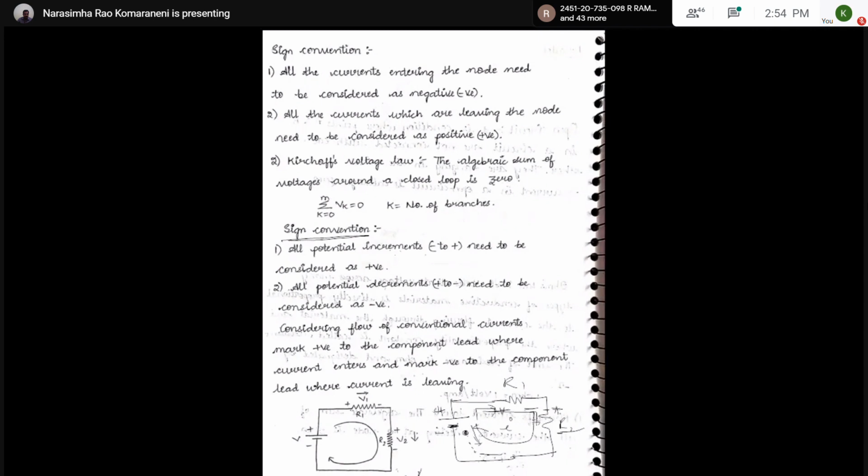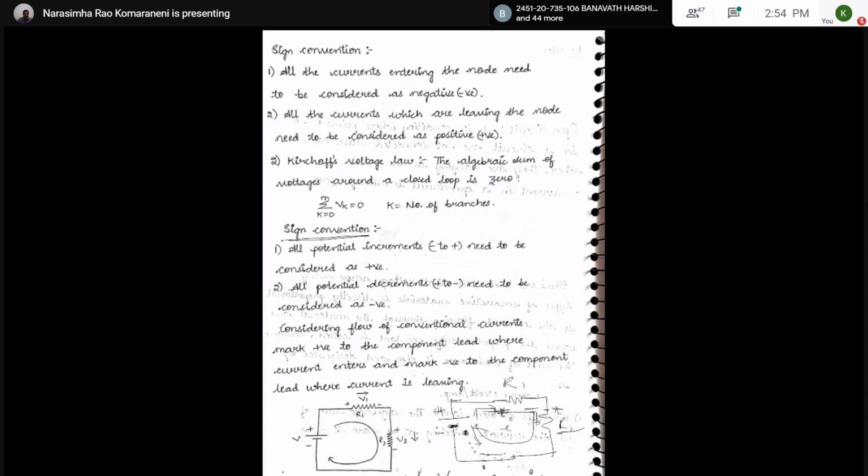Now if you write the KVL for this circuit, see here. For this voltage source, the conventional current is entering at the negative and leaving at the positive. So here we can write it as plus V. Why are we writing minus here? Here the conventional current is entering at positive and leaving at negative. So minus I R1 minus I R2 is equal to 0, right?